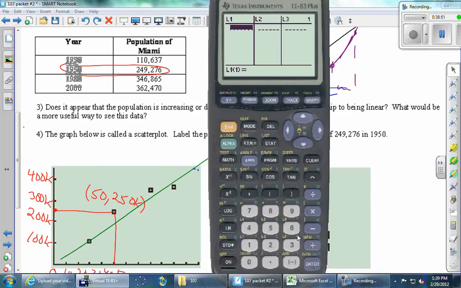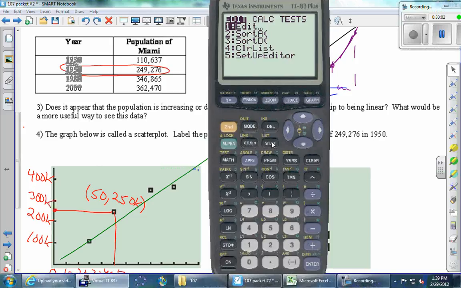If you delete L1, so I will go up and accidentally delete L1, and you can see the list is gone, but the entire name is gone. If you hit stat, the bottom choice right there is your best friend. It says setup editor, so either scroll down or just hit 5, and then hit enter, and I think it will bring the list back.